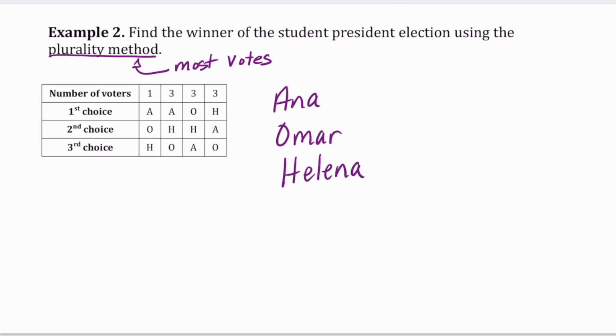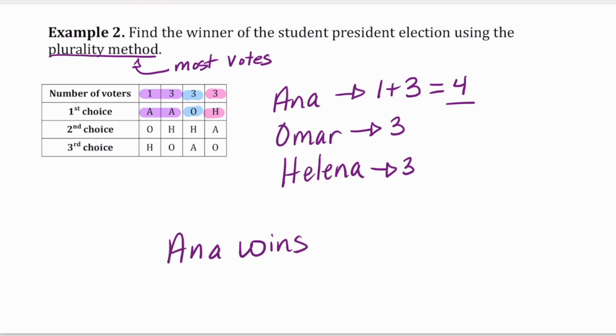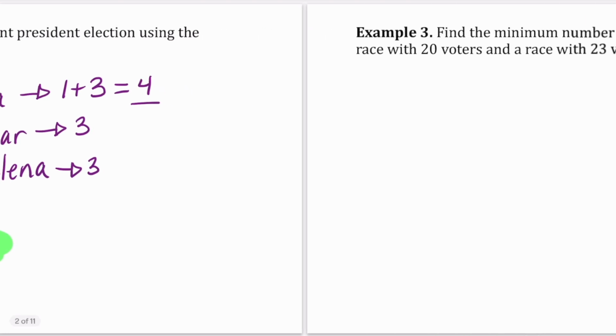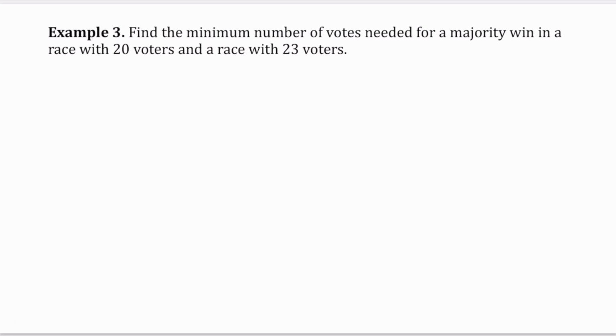Looking at first choice only for plurality, we'll see that Anna shows up in the first choice section twice. We can take the sum of those 2 occurrences to find that Anna got a total of 4 first place votes. Omar only appears once for 3 first place votes, and then Helena appears once for 3 first place votes. Looking at what we have, Anna has 4, the others have 3, so Anna wins the election via the plurality method. Plurality gives us the person who gets the most votes, but often we want to know the majority.